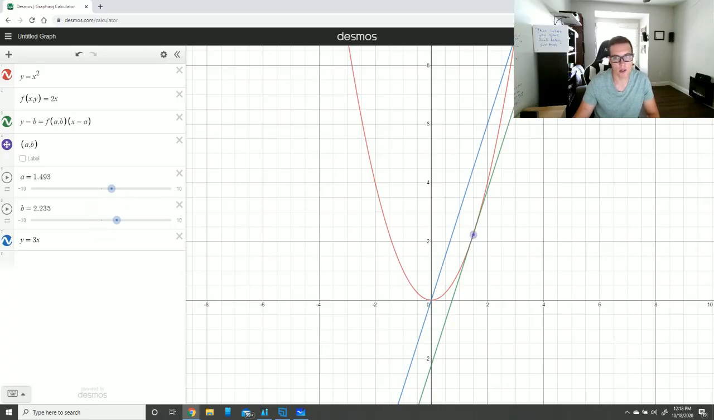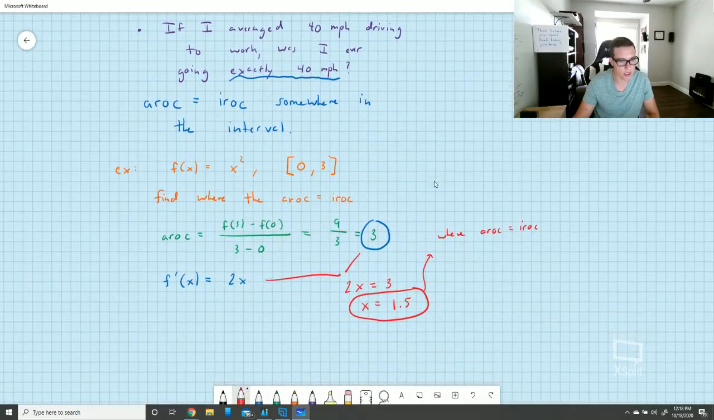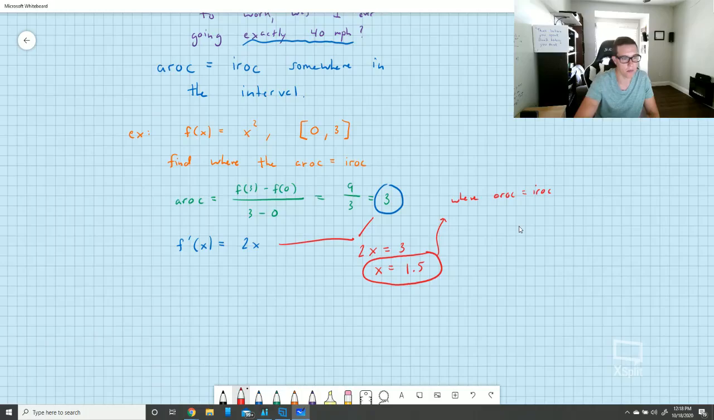Okay, so the mean value theorem, to sum it up, just says that the AROC equals the IROC somewhere in the interval because of the mean value theorem. Now, what conditions are true for this one? Does it have to be continuous?